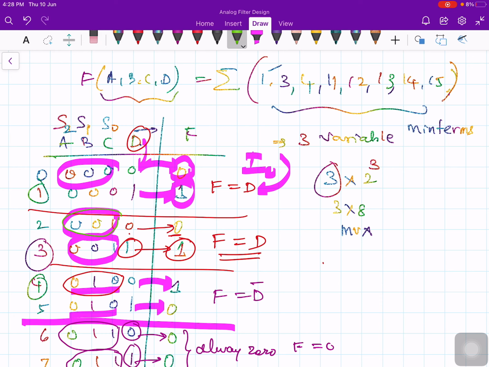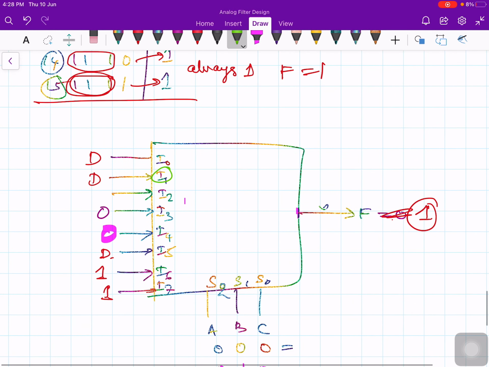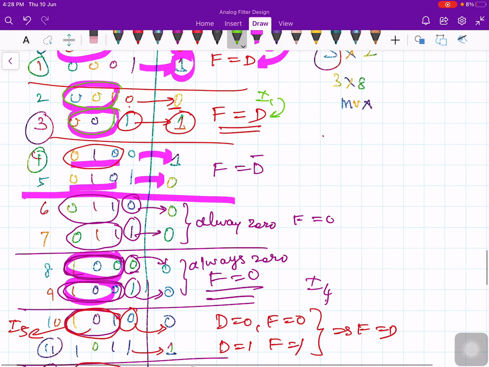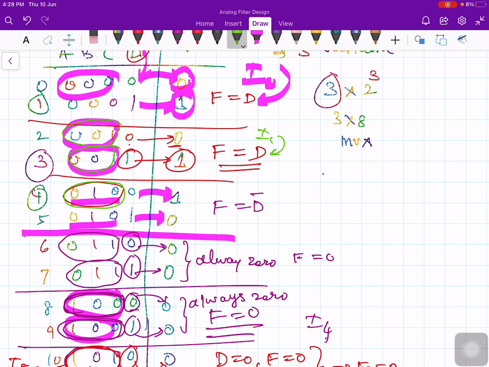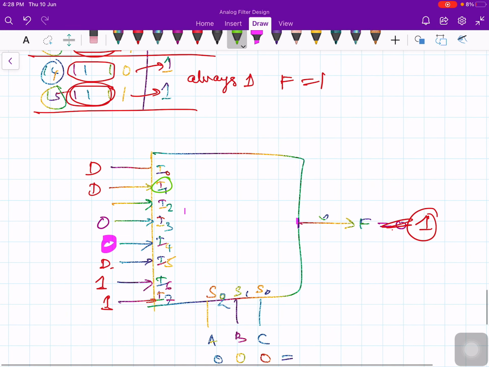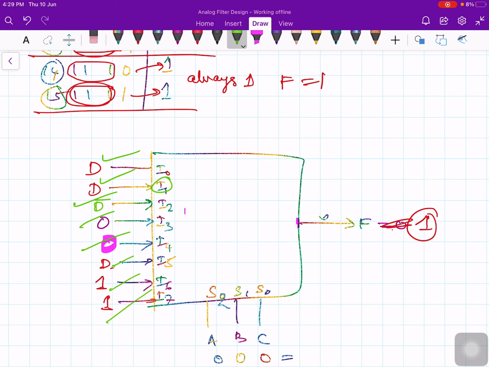For 0 0 1, that is I1. I1 also gets D. Therefore, for I1 you have to give D. And I2, I think D bar. I2 is 0 1 0. For 0 1 0, D bar. Then 0 and then 0, right? I3 and I4 get 0. I5 is D, I6 is 1, I7 is also 1. So this is the 8 by 1 mux.